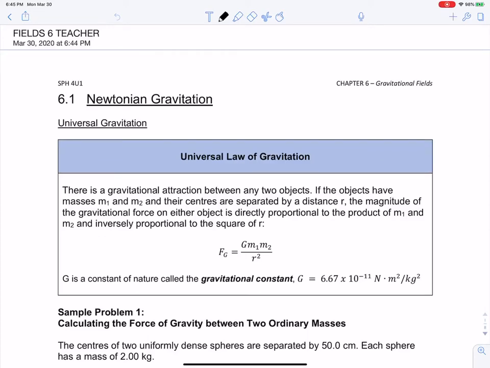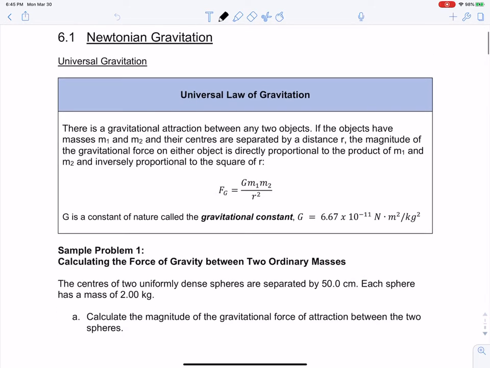Section 6.1, Newtonian Gravitation. In this section, we're going to take a look at Newton's law of universal gravitation. This law states that there's a gravitational attraction between any two objects. If the objects have masses m1 and m2, and their centers are separated by a distance r, the magnitude of the gravitational force on either object is directly proportional to the product of m1 and m2 and inversely proportional to the square of r.